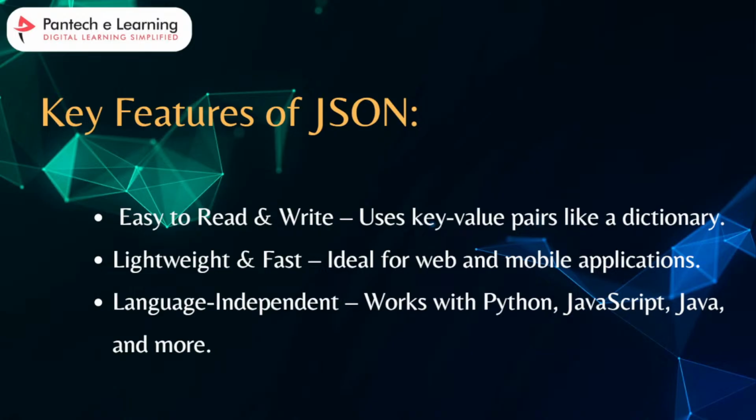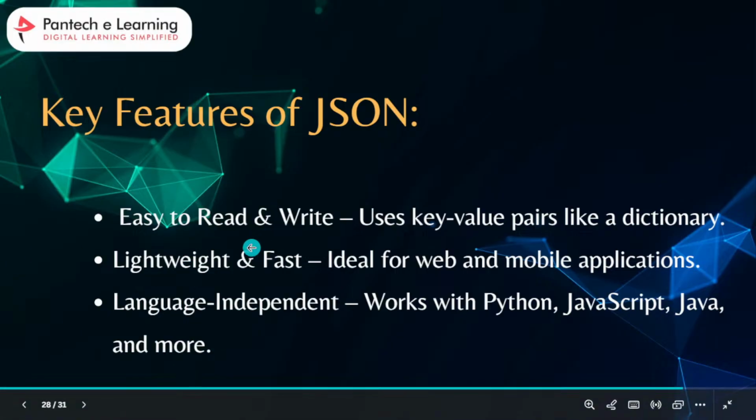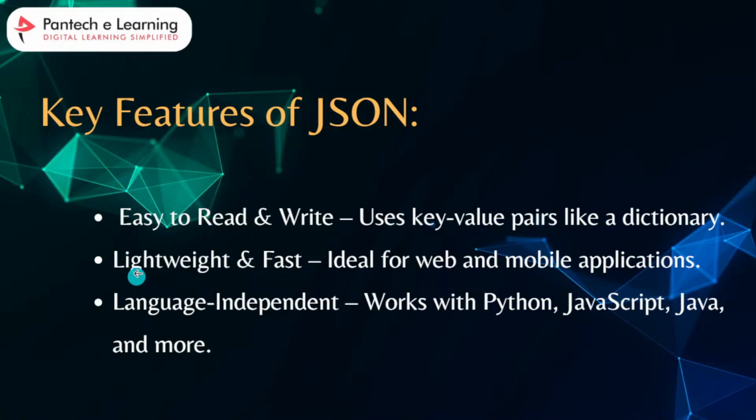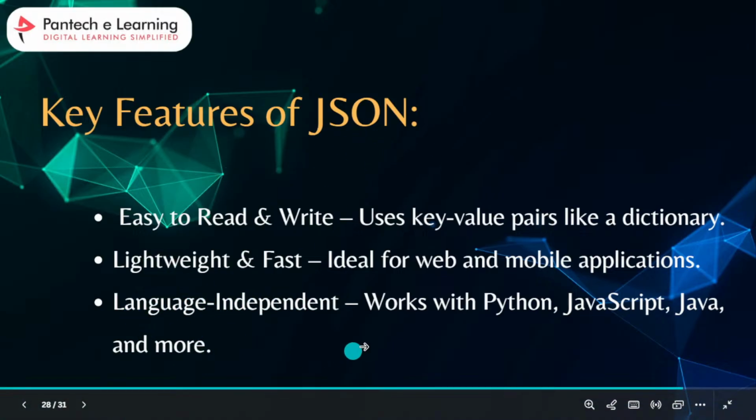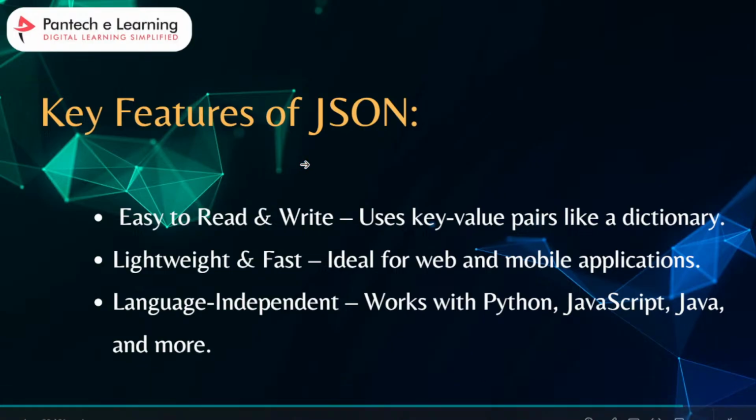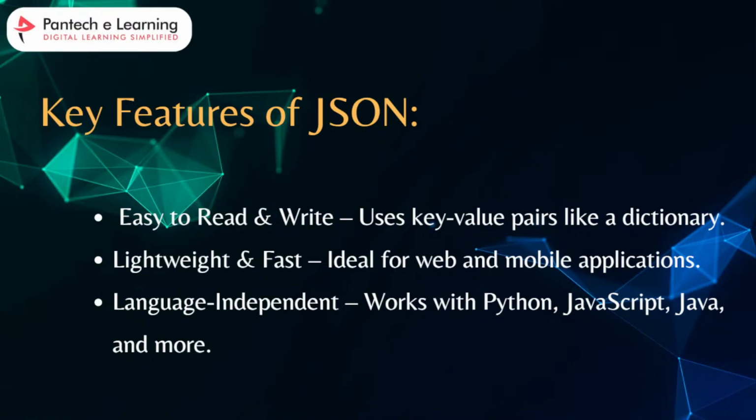Why do we use this JSON type? Because it is easy to read and write, and it is lightweight and fast. That's why we use JSON. And it is language independent. It supports Python, JavaScript and Java. That's why we prefer the JSON format.